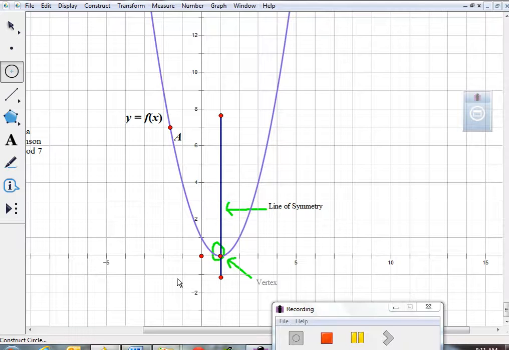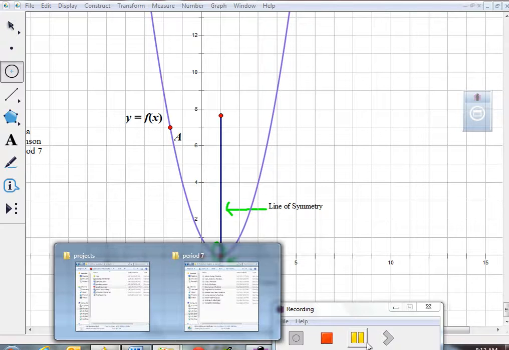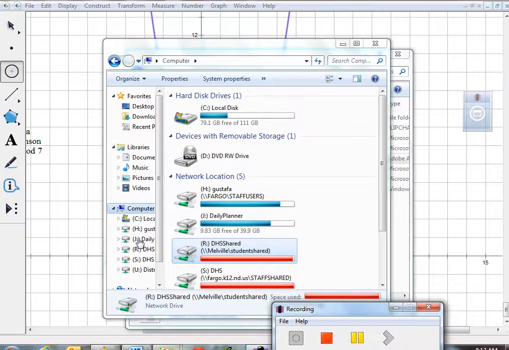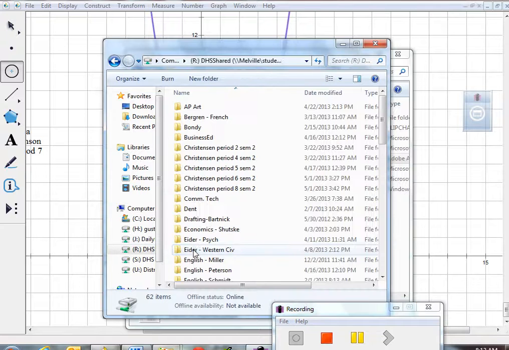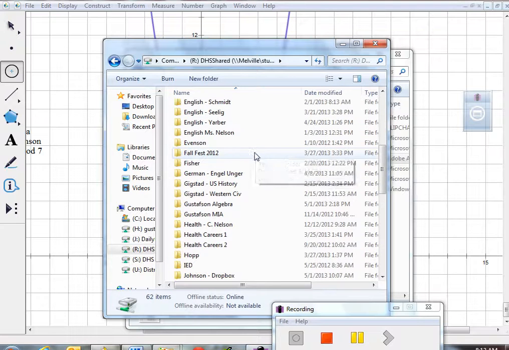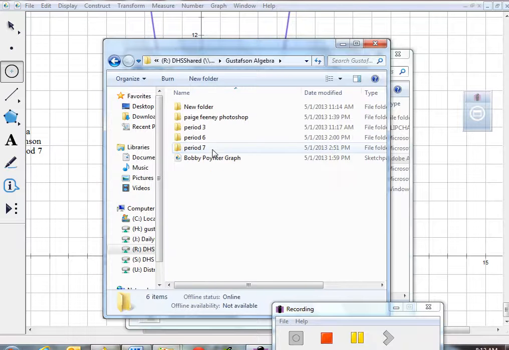Again, you can either print to the library or save it to the folder. And the folder that you want to save to is, first you want to go to My Computer, and then it should be under Student Shared. And then you scroll down and go to Gustafson Algebra, and then go to your period 3, period 6, or period 7. And if you don't have the capability to print, I will print out yours on Friday. Otherwise, you could go up to the library during an off period and print them from another computer. It's just because your laptop doesn't have a printer set to it that you can't print.